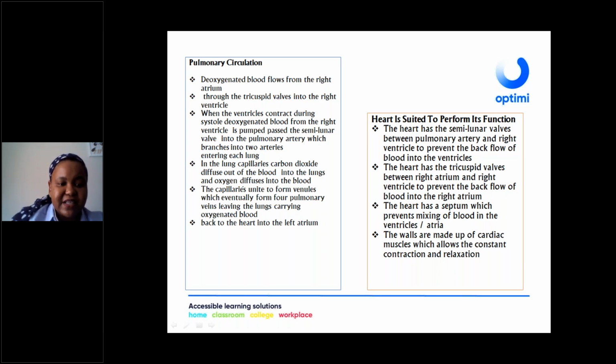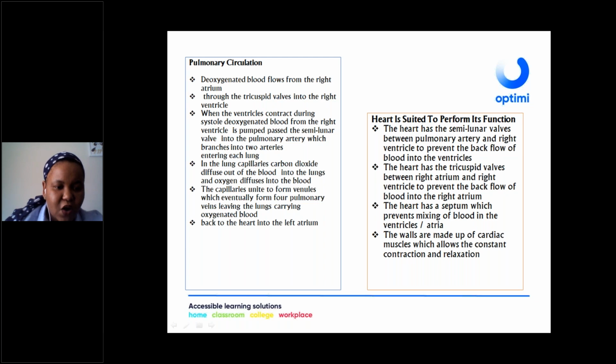And then the capillaries will unite to form a venule. These venules will form our pulmonary veins. Remember, veins travel towards the heart. Whenever you hear the word vein, you must know it's taking something to the heart.